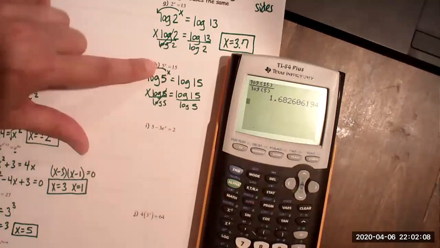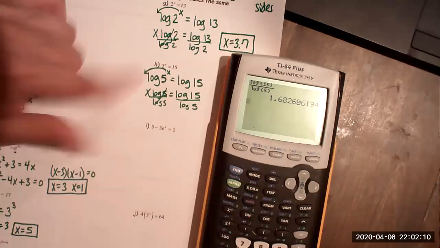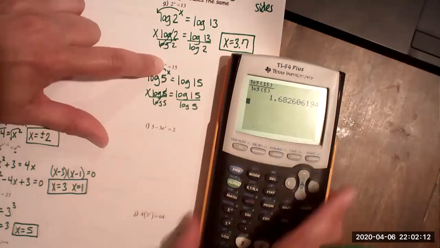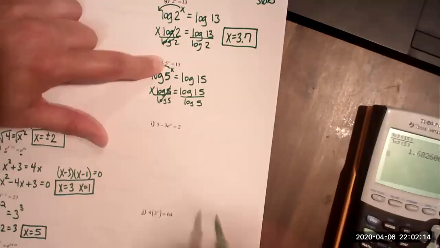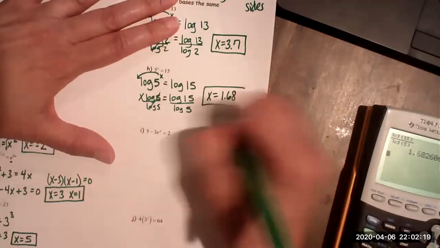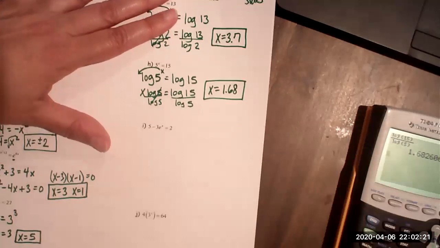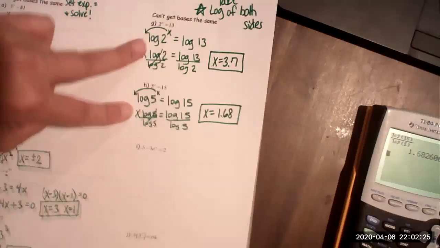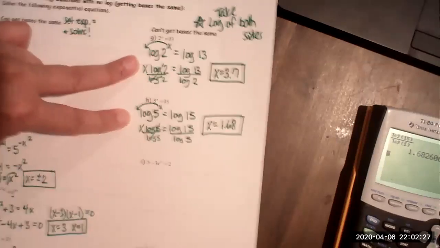So logarithms allow you to solve for exponents that are unknown. So my answer was 1.68. And that's approximate because it's rounded. Okay. Before I go on, I want to point something out. Do y'all notice anything about these two problems?